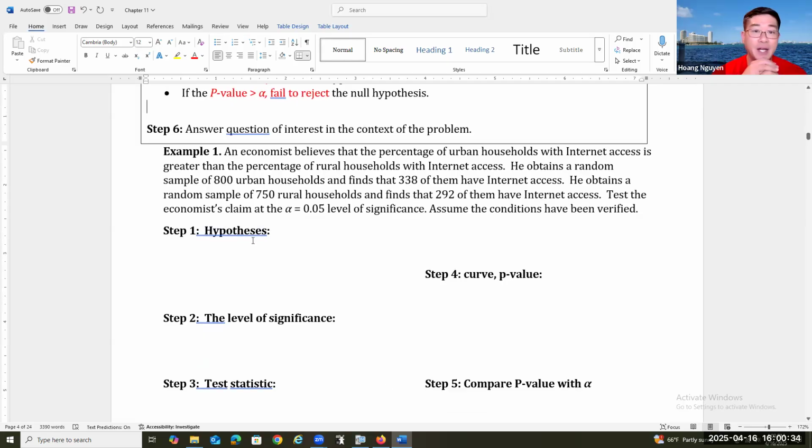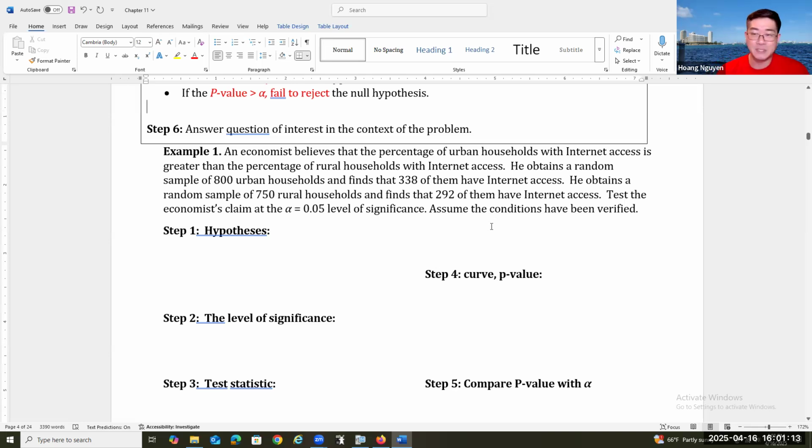So an economist believes that the percentage of urban households with internet access is greater than the percentage of rural households with internet access. He obtained a random sample of 800 urban households and found that 338 of them have internet access. He also obtained a second random sample of 750 rural households and found that 292 of them have internet access. Test the economist's claim at alpha equal to 5% level of significance. Assume that the conditions have been verified.